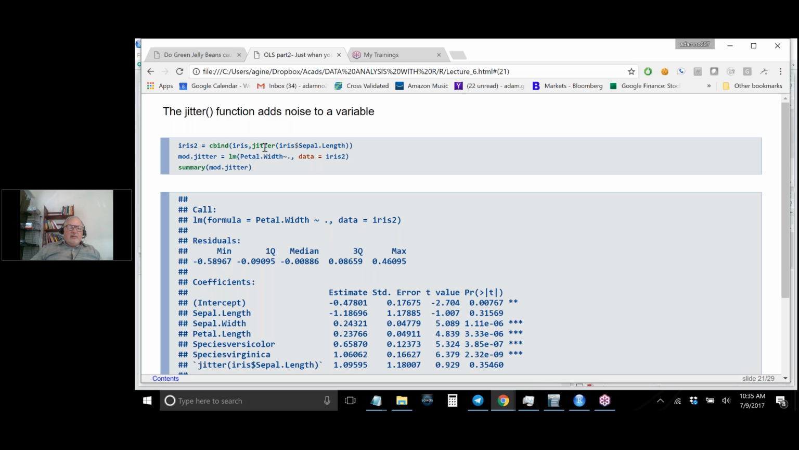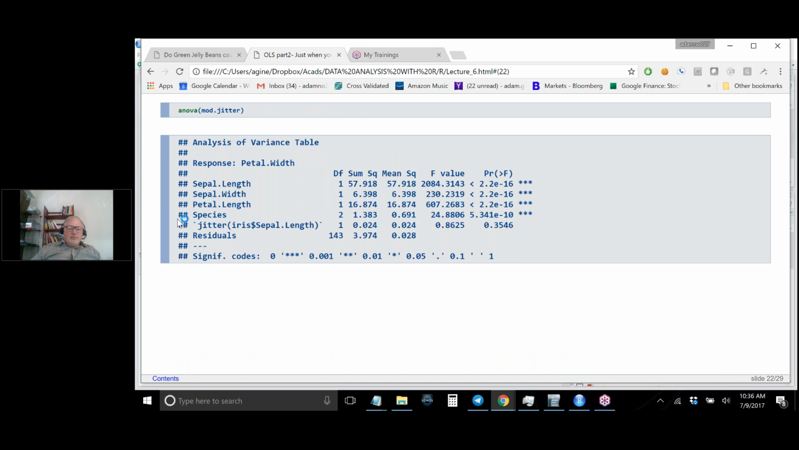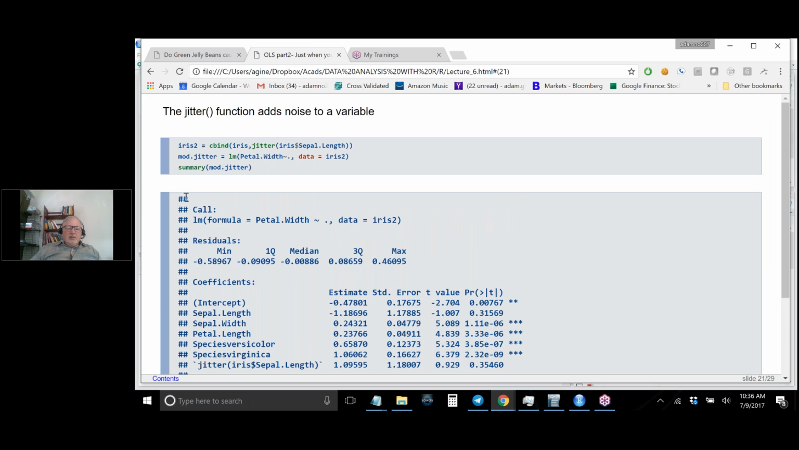So notice this new data set has all the variables of iris and then the same variable repeated. Now if I run a model on petal width on this data with the extra unnecessary variable, we will see that it decides sepal length and jitter are unnecessary now. Notice that what has happened is because these duplicate each other, rather than deciding to throw one out, it says these both don't belong in there.